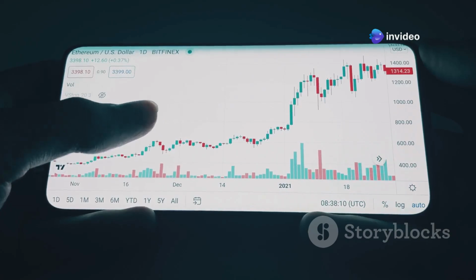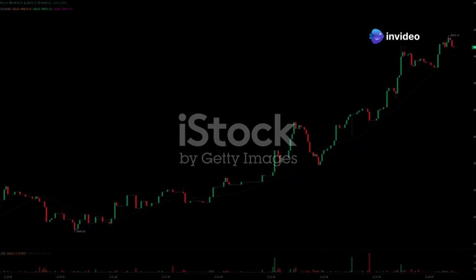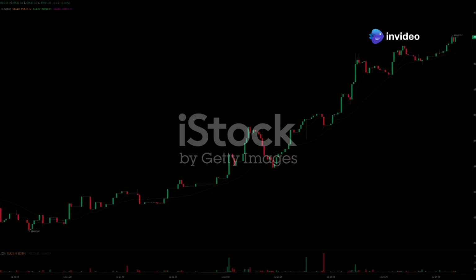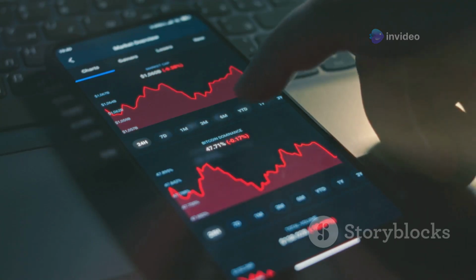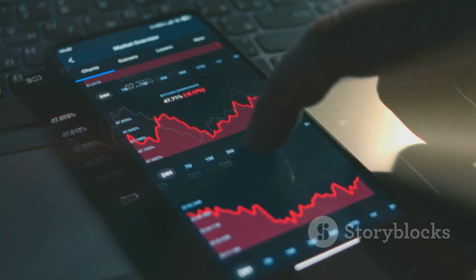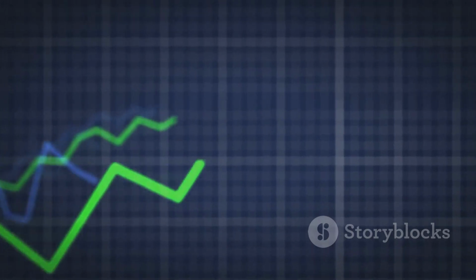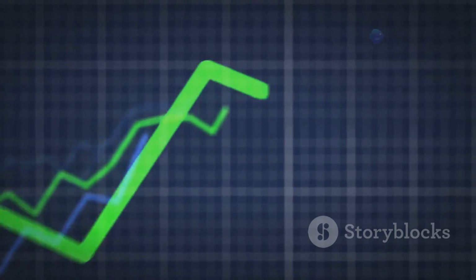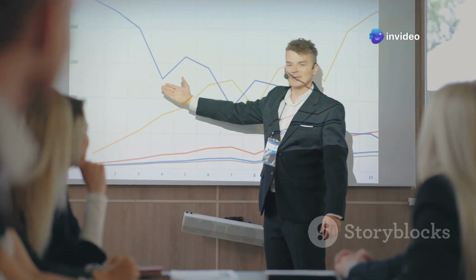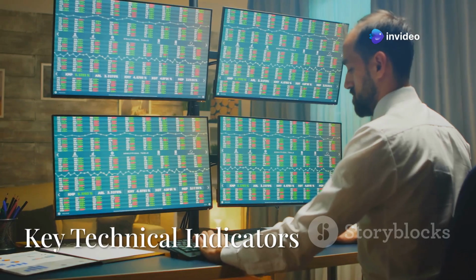Trends are the overall direction of price movement. An uptrend is characterized by a series of higher highs and higher lows. A downtrend is characterized by a series of lower highs and lower lows. Trends can last for a short period of time or for several years. Identifying trends is essential for successful trading.